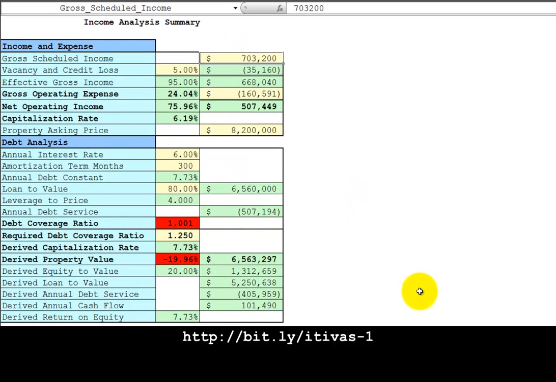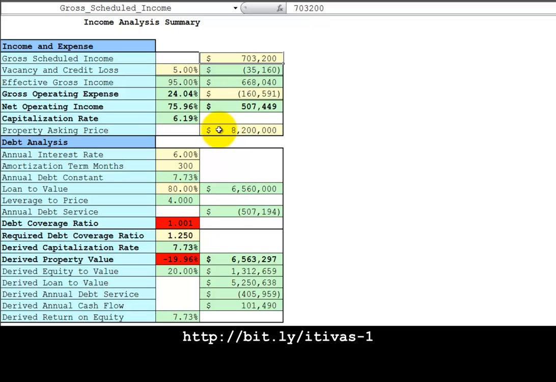In this spreadsheet, under the income and expense section, these are actual numbers from a property that was listed in LoopNet, showing $703,200 gross income, a 5% vacancy rate, operating expense $160,591, and an asking price of $8,200,000.